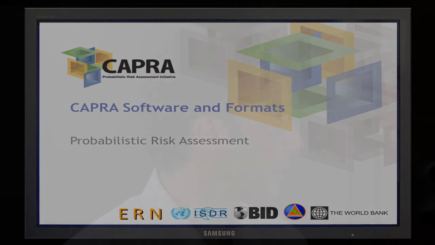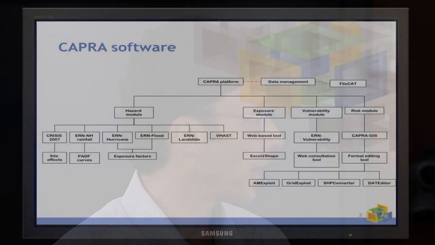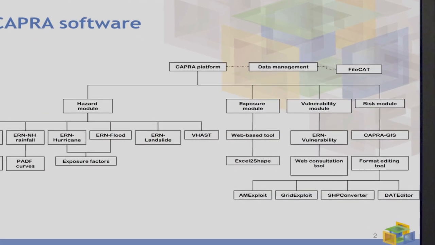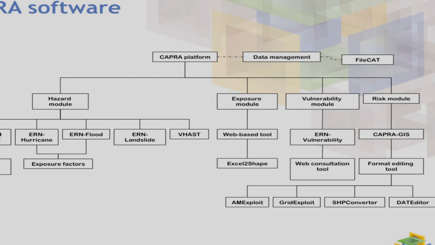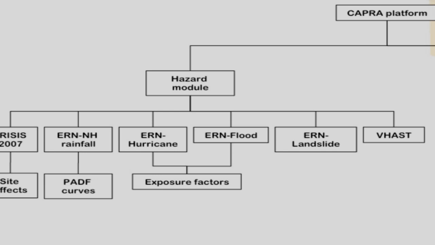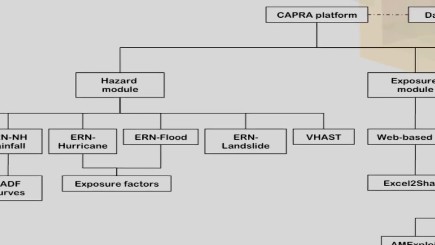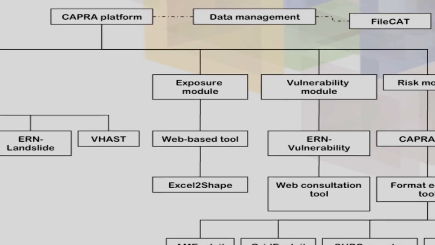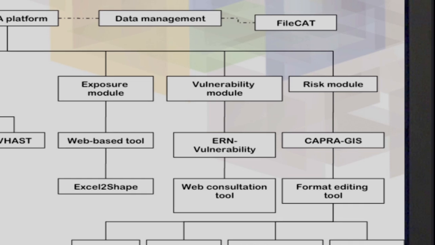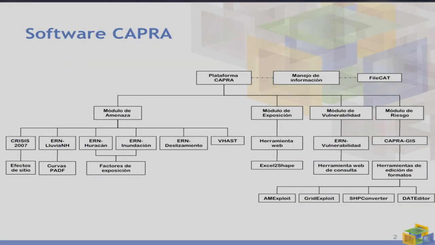The CAPRA platform is composed of a series of modules consisting of different software components. In principle, the platform utilizes 4 different groups of software packages. These groups are the hazard module, the exposure module, the vulnerability module, and the risk module. Each software group includes a series of tools facilitating specific use of the platform's different options.